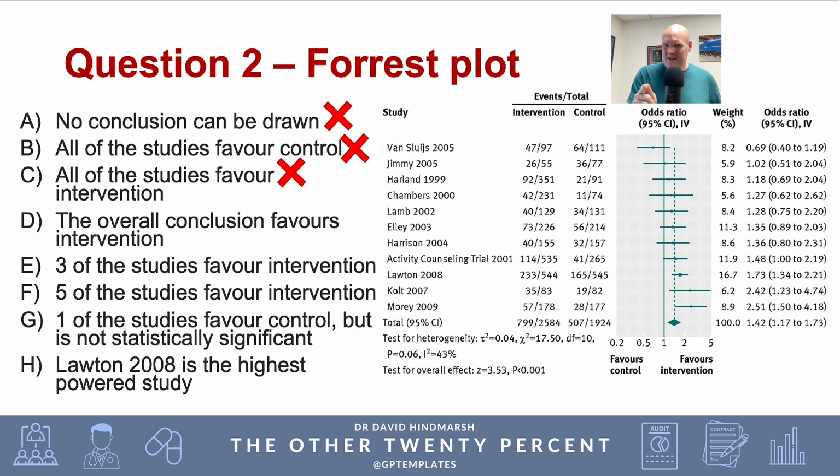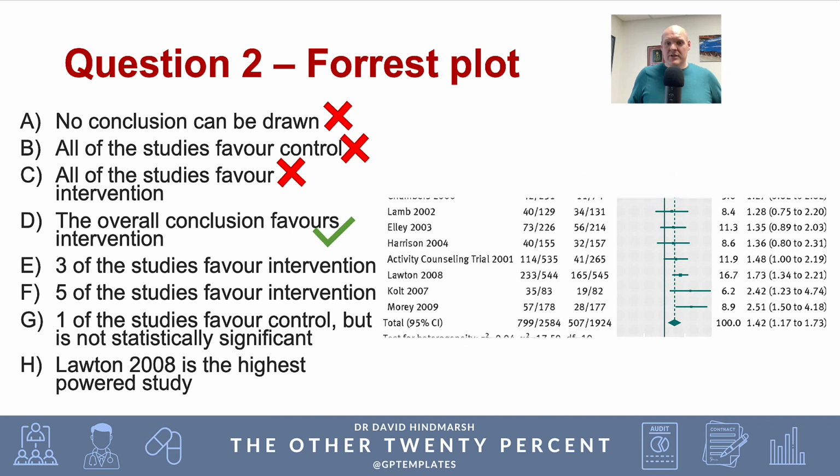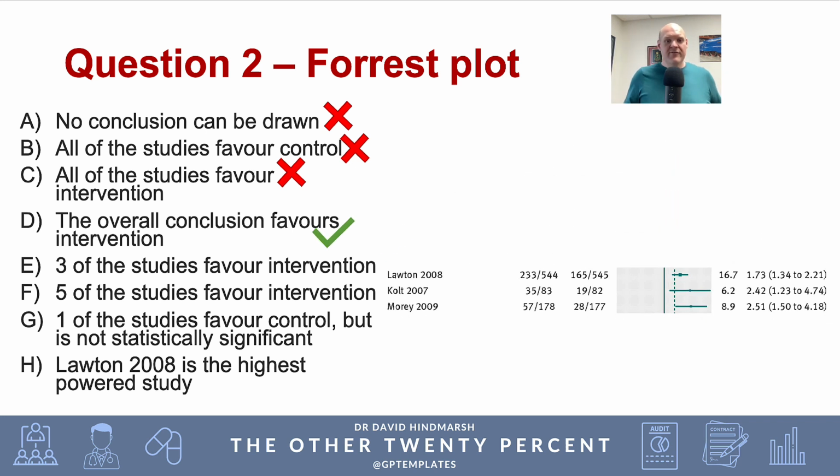Now, this is asking what the black diamond is doing. And guess what? It does. 3 of the studies favour intervention. We've looked at those already and we're like, yes, it's the bottom 3. They do favour intervention. So that one's right. And 5 of the studies is wrong. So one of the studies favour control, but it's not statistically significant.